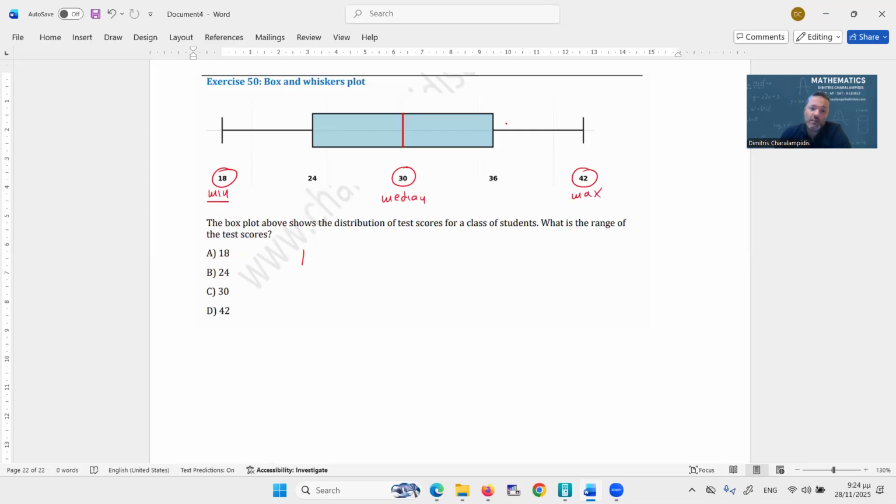Here we need to find the range, which is defined as the difference between max and min. Like I said before, this is 42 minus 18, which means that the right answer for this question would have been 24, which is B.